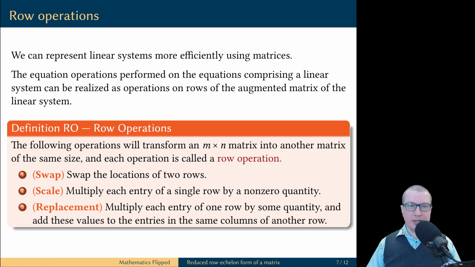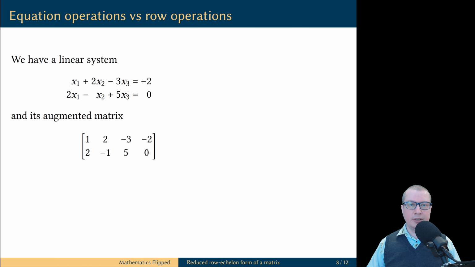In a replacement operation, you multiply each entry of a given row by some quantity and add the result to the corresponding entries in another row. By corresponding entries, I mean entries which are located in the same column. Here is an example which illustrates that performing equation operations on a linear system is equivalent to performing row operations on the augmented matrix of that linear system.